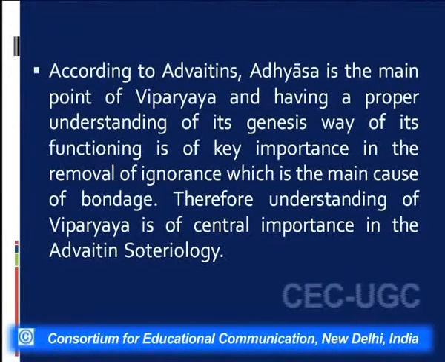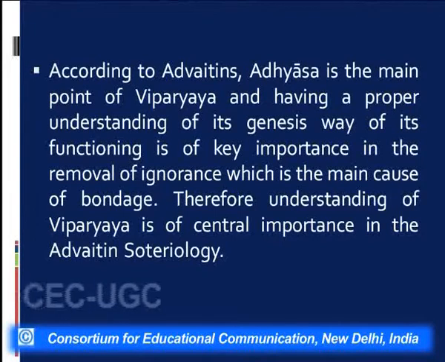So these are different sets of error, of erroneous cognition. Now, according to Advaitins, adhyasa is the main point of viparyaya. So they want to analyze erroneous cognitions mainly from the point of view of what they call adhyasa. Having a proper understanding of its genesis or way of functioning is of key importance in the removal of ignorance, which is the main cause of bondage. Therefore, understanding of viparyaya or error is of central importance in the Advaitin soteriology.